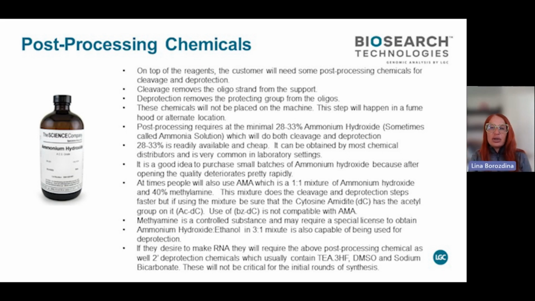So for RNA, I recommend the very easy ammonium hydroxide ethanol 3-to-1 mixture, 3 parts ammonia, 1 part ethanol. Make sure that it's easy, lower temperature, and longer time. That way, it's a much milder deprotection condition. It would not damage your oligo as much.